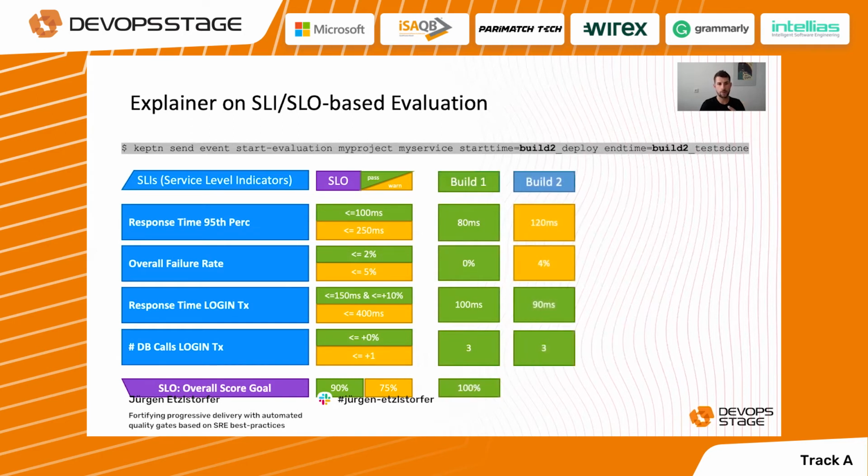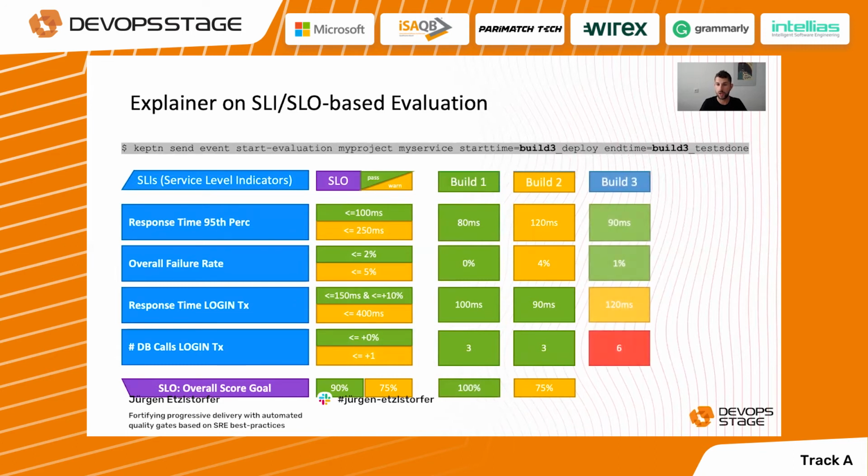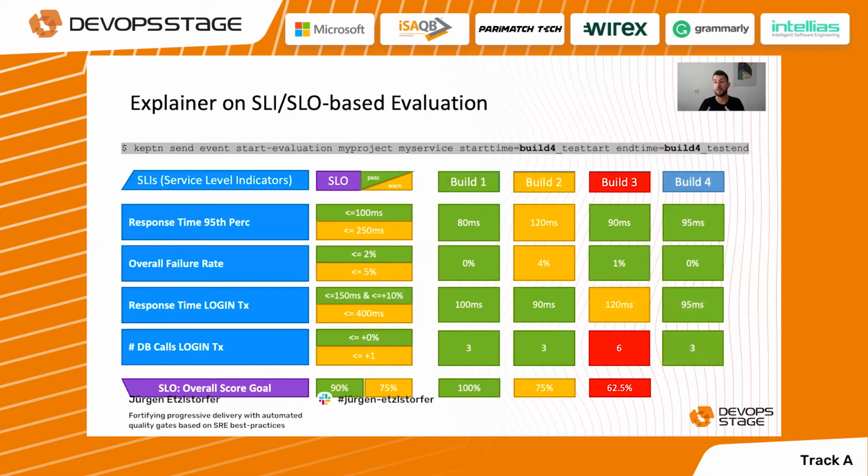Build number 2 comes along. We see slightly different values for our metrics, but still we get like 75%, which should be good. So we can go on and deploy build number 3. Build number 3 has one single metric which is not very satisfying. So we get 0 points for this, which decreases the overall score, and we're not reaching the goal. So we need another build, and it will be build number 4, where everything's fine again.